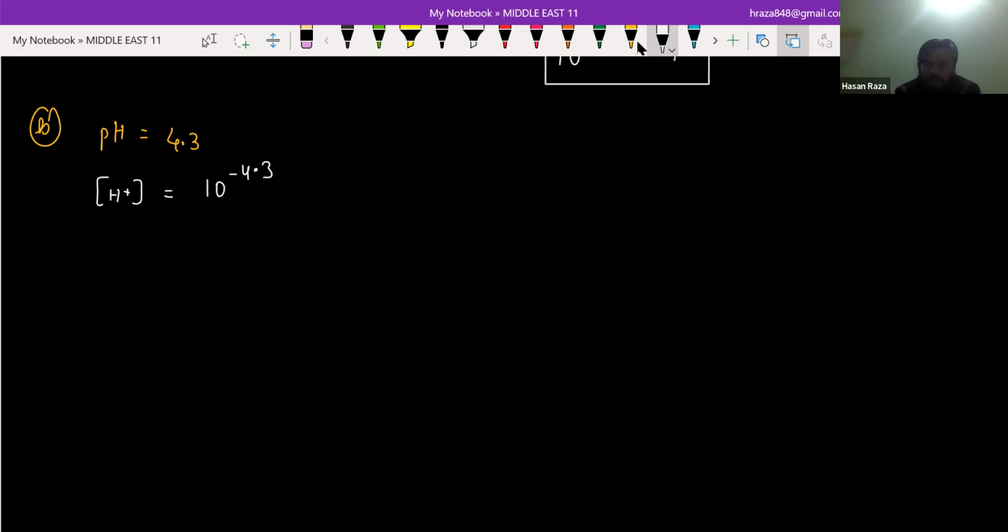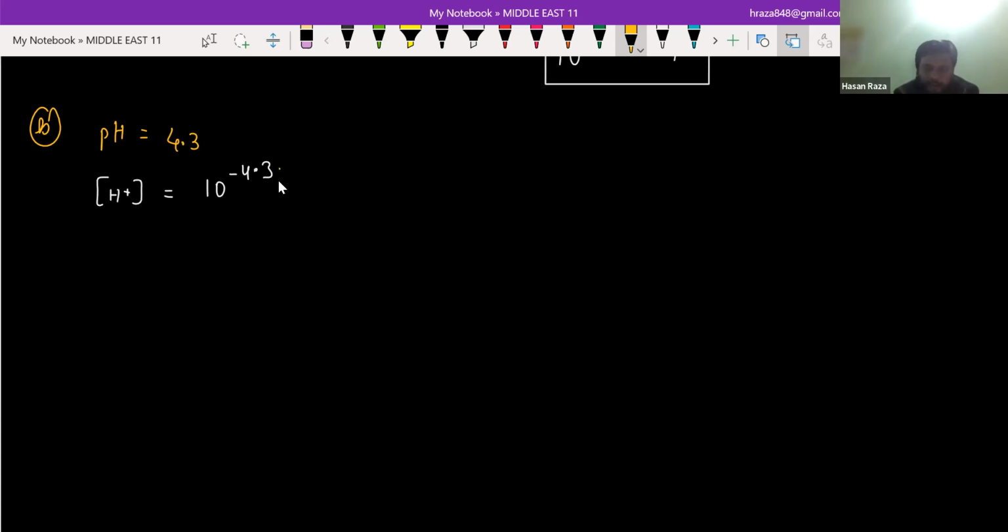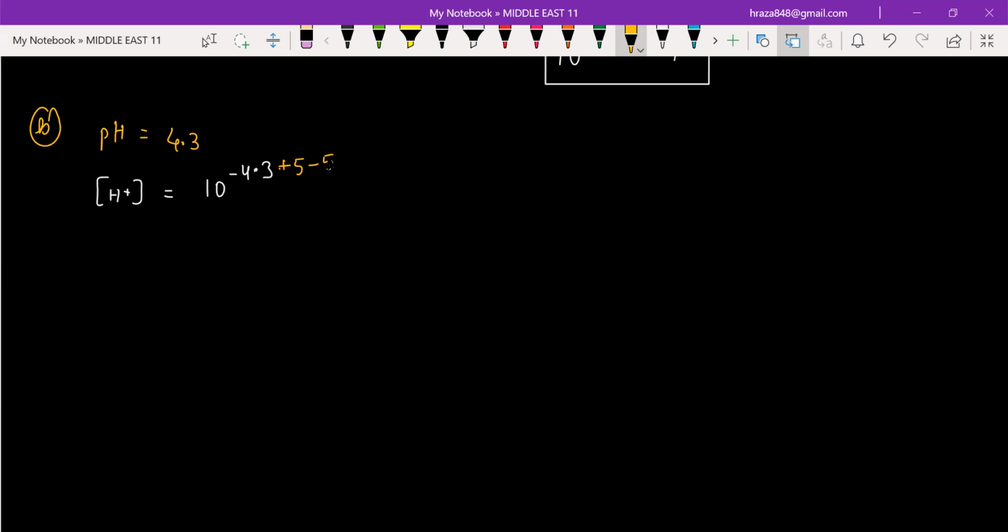But here is a trick to solve it. We just see 4.3. Just above 4.3, which number comes? The number should be a natural number, not 4.4. It is 5, right? After 4.3, it will be 5. So just add 5 as well as subtract 5, so that according to mathematics it won't change the value. Now, just add 5 and subtract 5, using the natural number above this number.